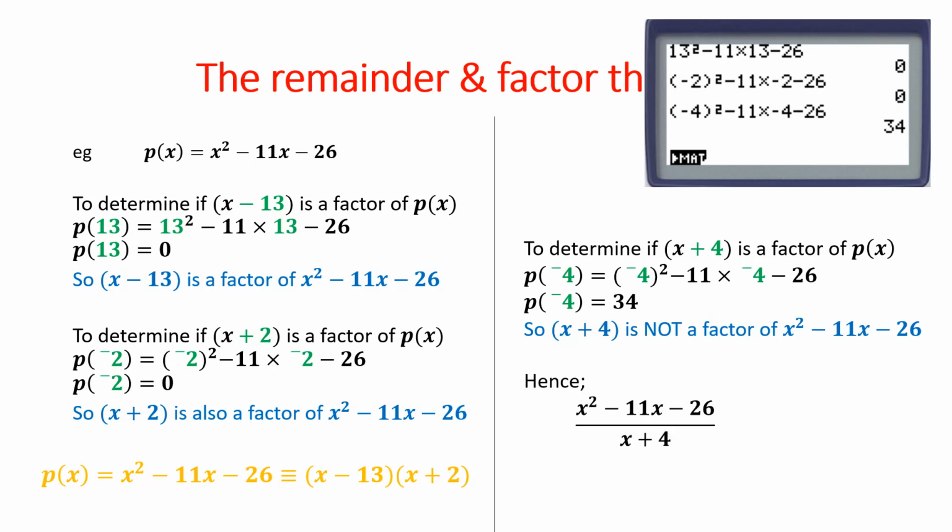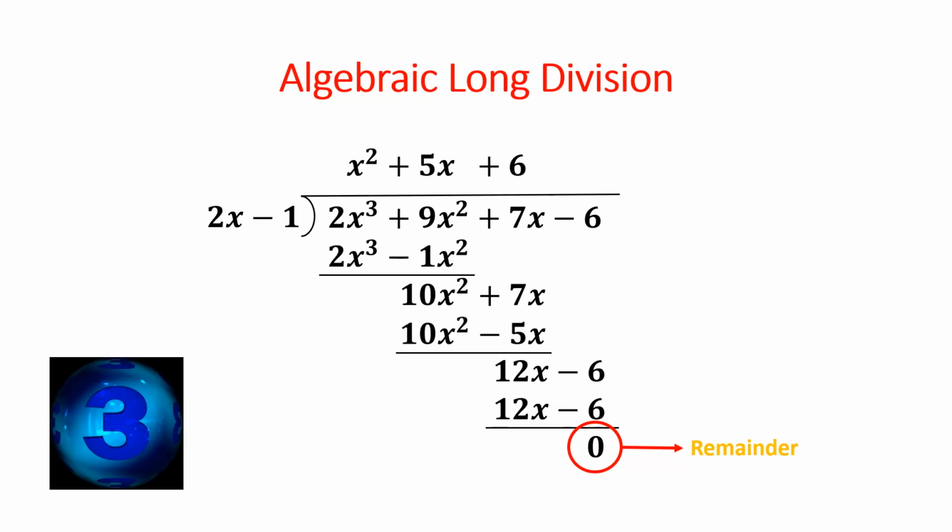Hence, if I took the polynomial and divided by x plus 4, I'm going to end up with a remainder. When I divide by a factor, I get another factor, but when I divide by something that isn't a factor, I get a remainder. And in this example, I get a remainder of 34. You might remember from a video or two ago where we showed you how to do algebraic long division. This is another strategy to help you work out the remainder when we divide algebraic terms.